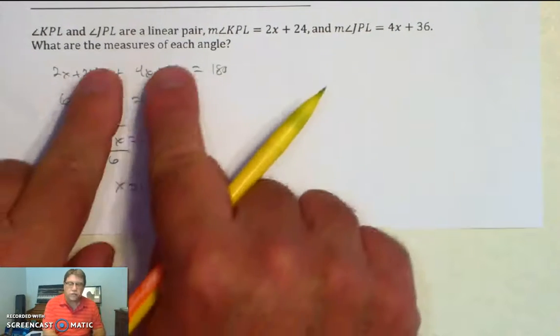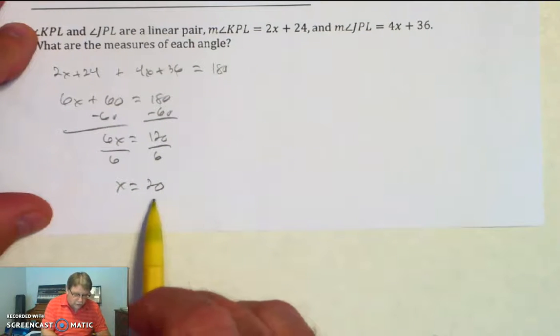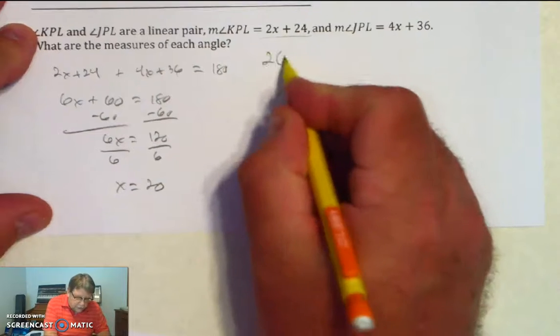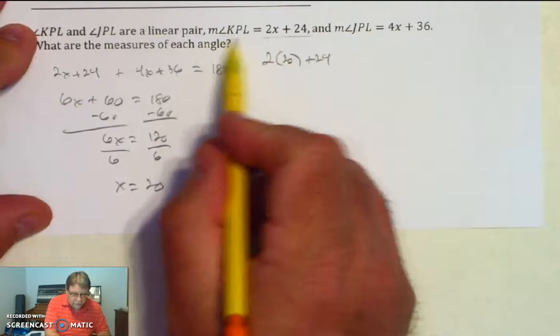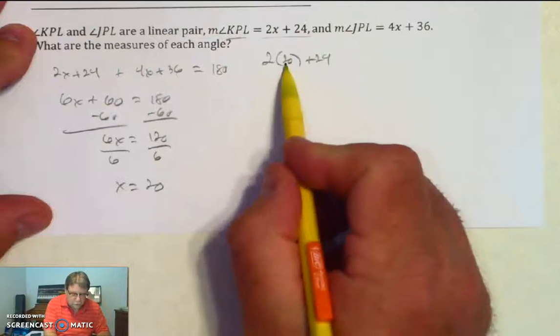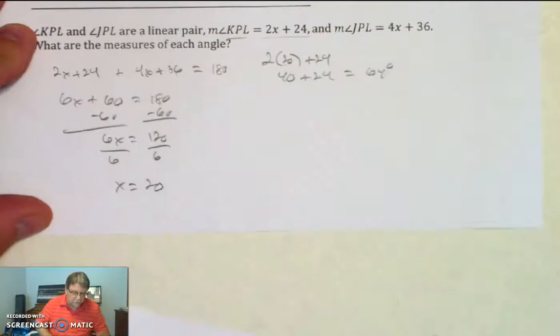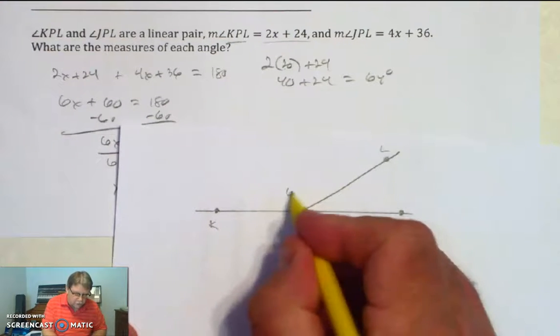We want to know the measures of the angles. The answer is not 20. The answer is when we take 20 and we plug it back in up here. We will take 2x, 2 times 20, plus 24. That'll be the measure of KPL. So 2 times 20 is 40. 40 plus 24 is 64 degrees. So as we look at this, we see that KPL is 64 degrees.